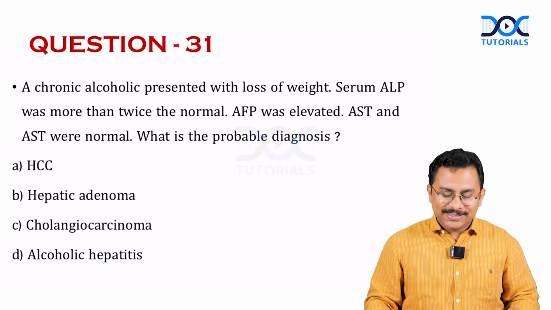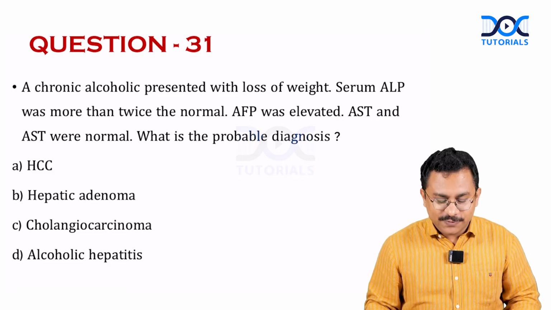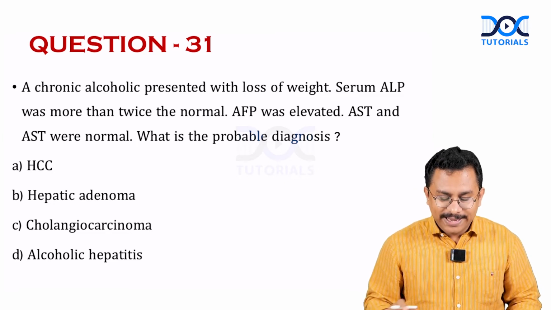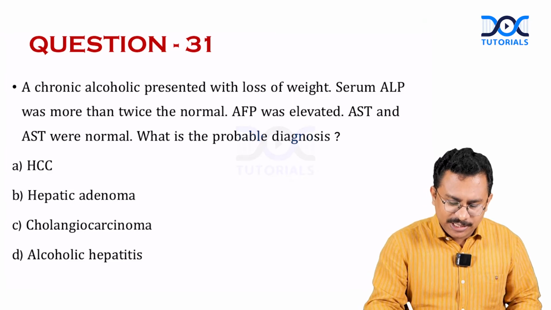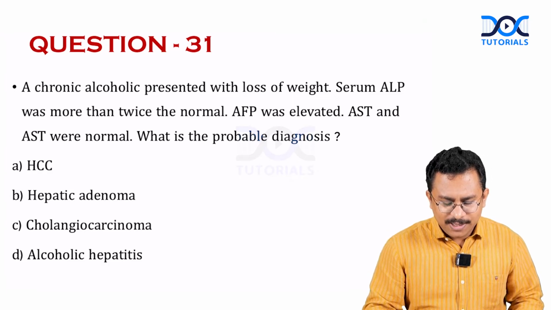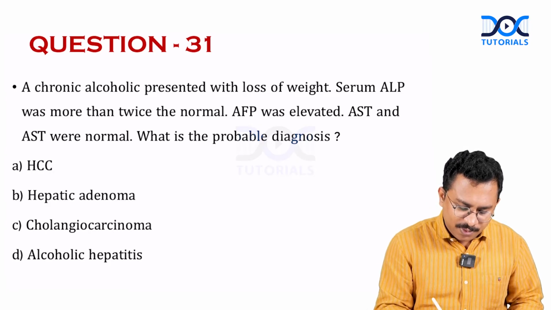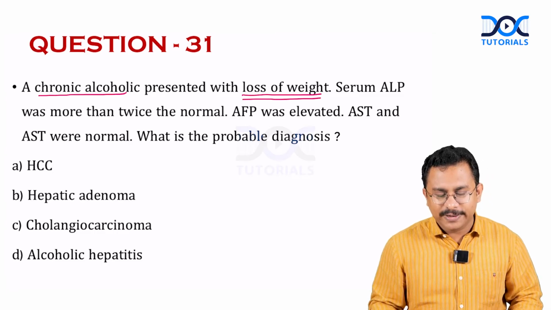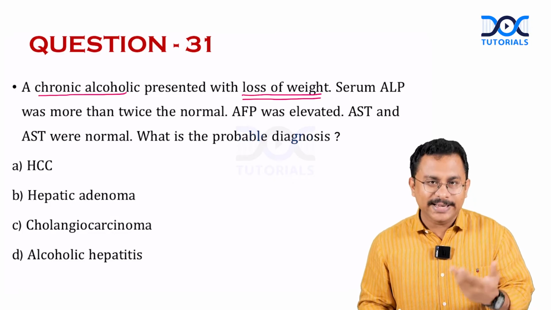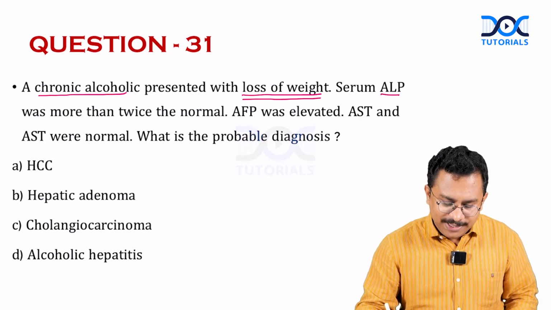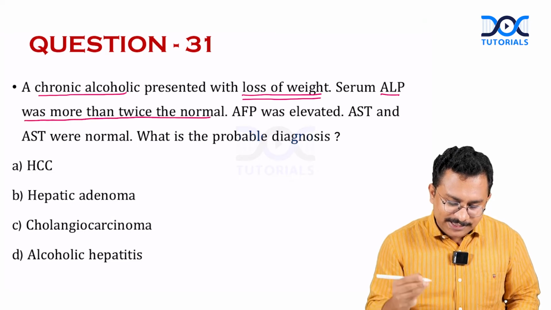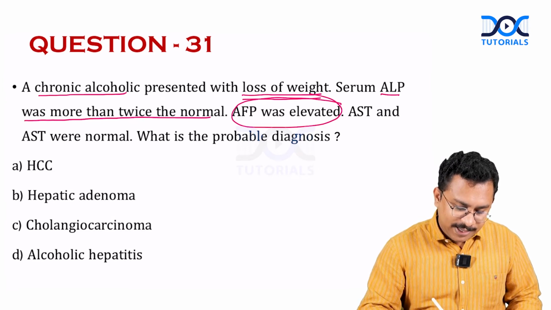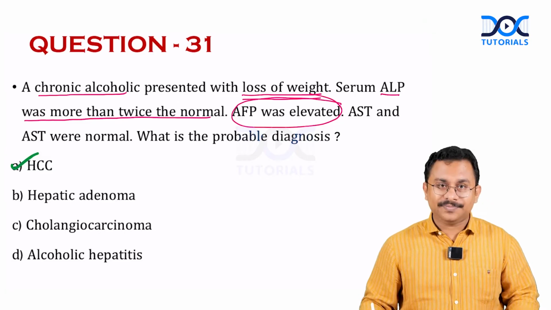A chronic alcoholic presents with loss of weight. Serum alkaline phosphatase was more than twice the normal, elevated. AFP also was elevated. AST and ALT were normal. What is the probable diagnosis? So it's again straightforward. You have got a patient who is a chronic alcoholic. What is the presenting symptom? Loss of weight. Any patient with loss of weight, you've got to think of some catabolic disease like a malignancy here. So ALP is elevated, doesn't give you much idea regarding the exact cause, but you can see that the tumor marker alpha fetoprotein is elevated. So the answer is going to be hepatocellular carcinoma. HCC is the answer.